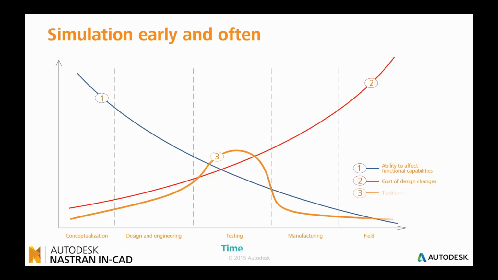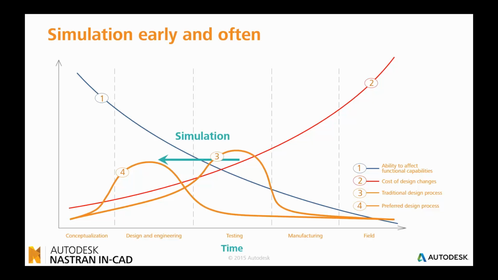So if we look at a typical cost process curve, you can see here that the cost is predominantly incurred during the testing stage, and then after testing leading through to manufacturing and field, we actually get a reduction in cost. But there's a lot of benefit in actually shifting that simulation stage, where you'd be doing physical testing, much earlier into your design process, back towards the conceptualization and early design and engineering stages. And as a result, you'll actually find that you'll get a reduction in cost associated with implementing simulation earlier.